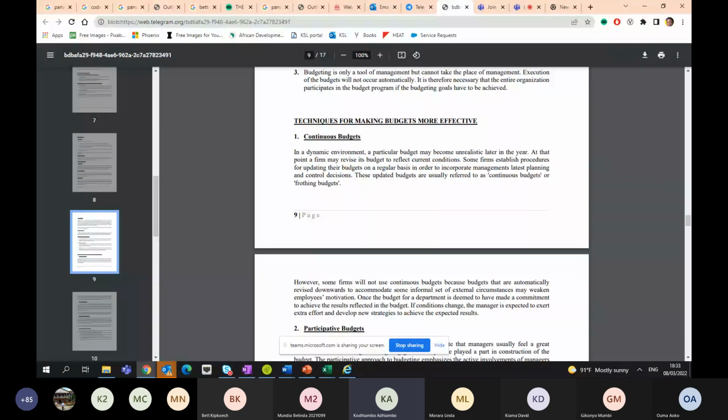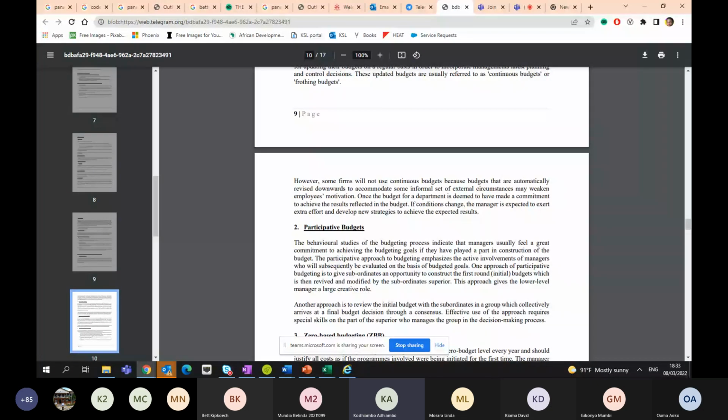Continuous budgets, meaning you need to do your budget so that it's realistic, to take into account changes in the prices of things. Maybe if the cost of fuel increases, then that has to be reflected in your budget. Participative budgets, everyone has to be there.